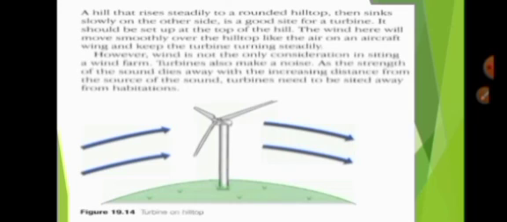Turbines also make a noise. As the strength of the sound dies away with the increasing distance from the source of the sound, turbines need to be sited away from habitations because they can be very loud and air can carry the sound. So the best place to put a wind turbine will be on top of a round-topped hill.